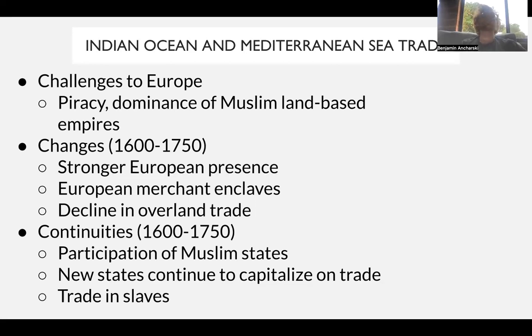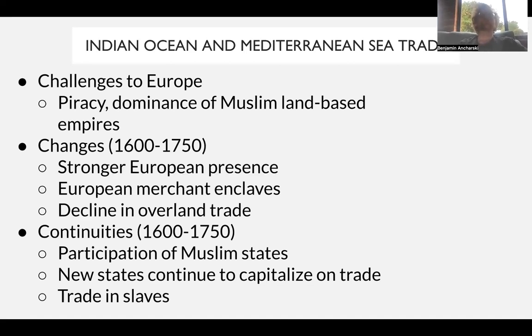But another continuity, and one that's more relevant for us today, is going to be the continuation of different slave trading networks. We are going to see within West Africa slave trading continue, and the big change, of course, that we'll see is going to be European participation in that. But we also do see the continued trading of slaves in the Indian Ocean as well. So there are different continuities and changes in this time period.